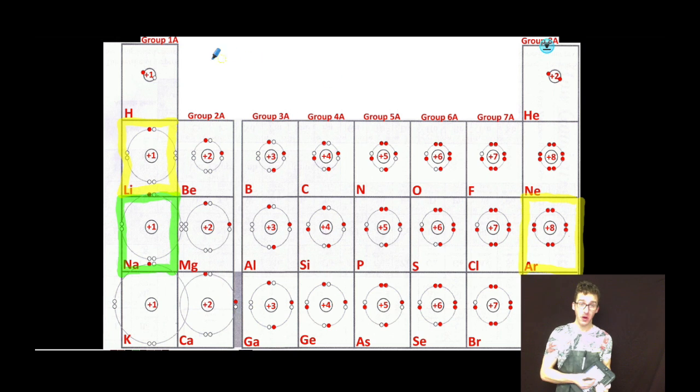Remember that the rows or the periods tell you the number of main energy levels and the group tells you the effective core charge. In this case, the effective core charges are the same, so it must be the number of energy levels that explains the difference in their radii.